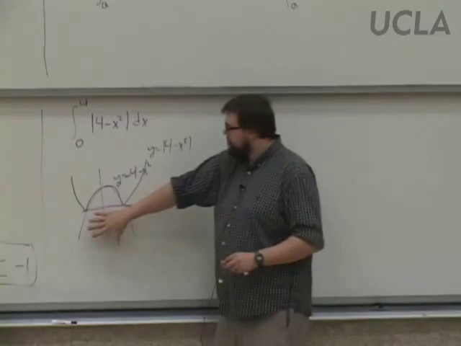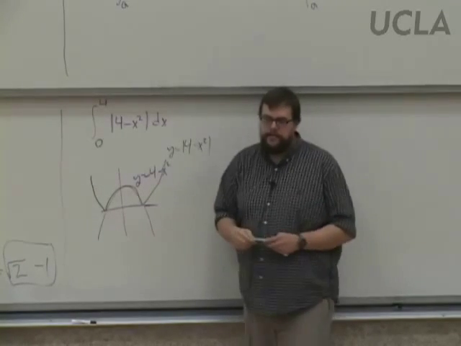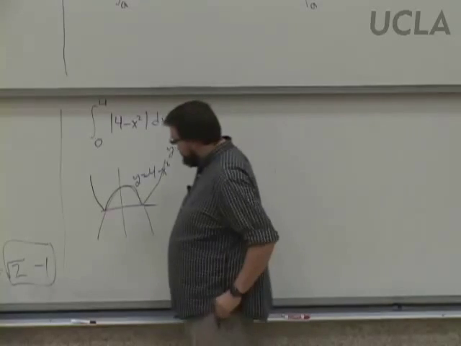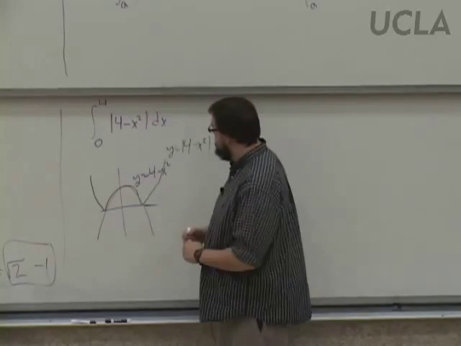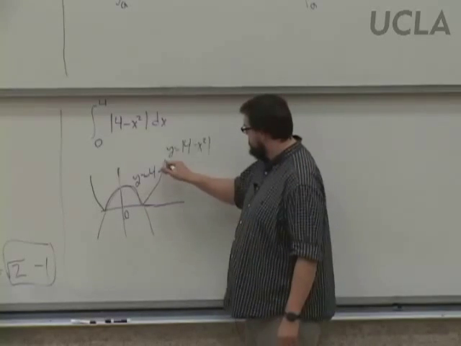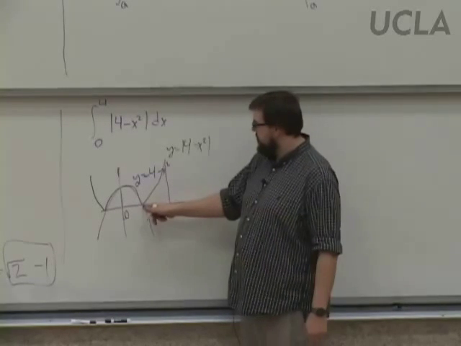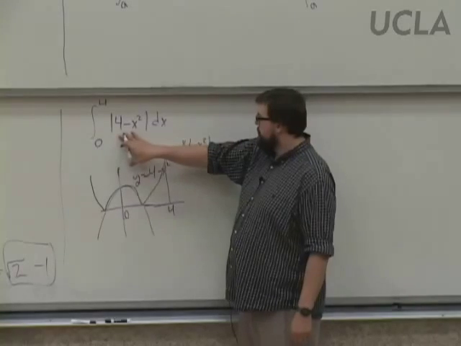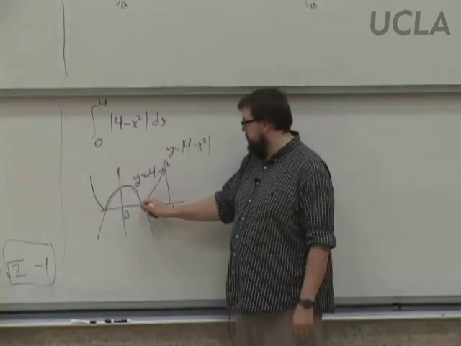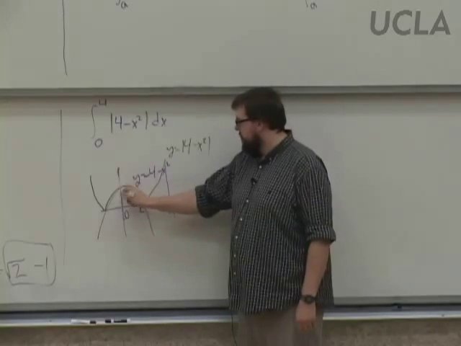So it just turns these pieces that were negative to positive. Now, how do we go about doing this integral? Well, we're going to start at 0, and we're going to end up at 4. Now, it's easy to figure out where it hits the x-axis. Well, when does 4 minus x squared equal 0? At 2, which is in between.